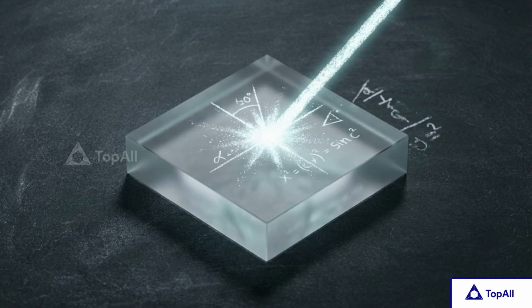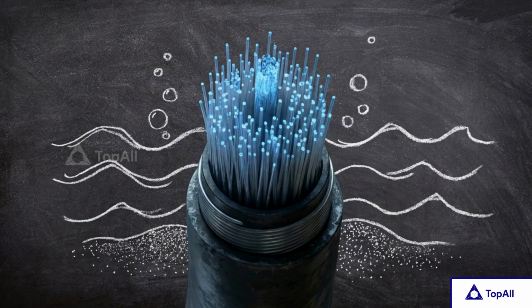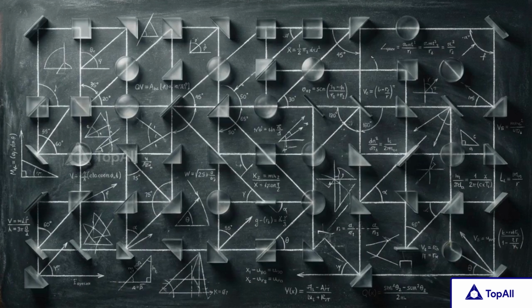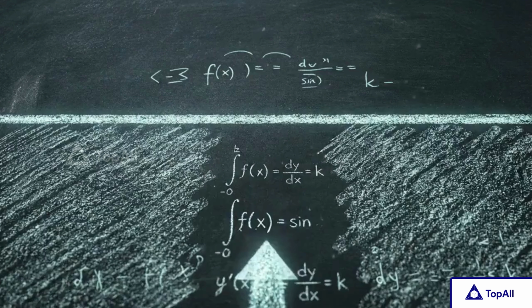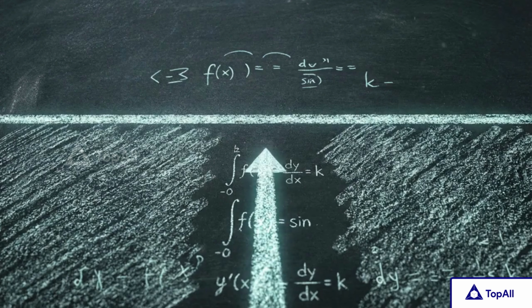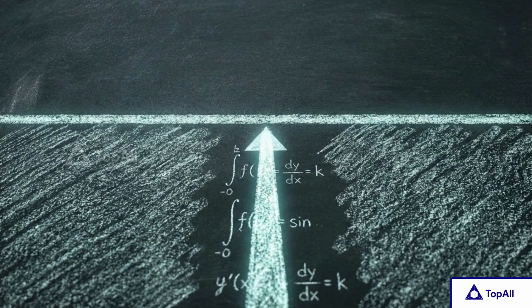Mastering this perfectly lossless bounce lets us bend light around corners, send information across oceans, and power the modern field of optical engineering. To make total internal reflection work, you have to follow a strict rule of physics. The light must travel from an optically denser medium, like water or glass, toward a rarer medium, like air.